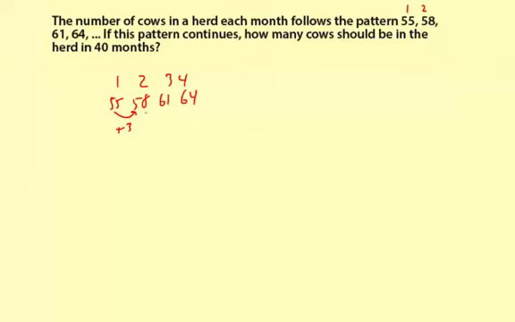Plus 3, plus 3, plus 3. So you're adding 3 cows every time. That means your rate of change is 3.